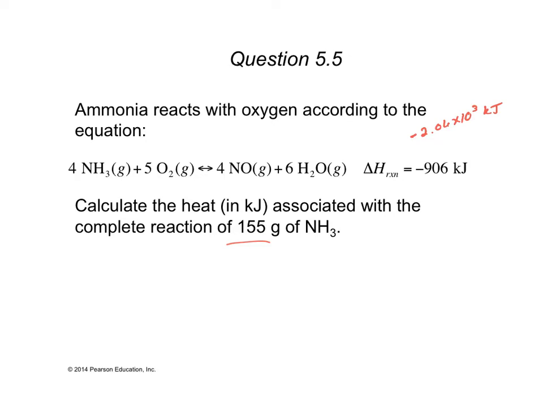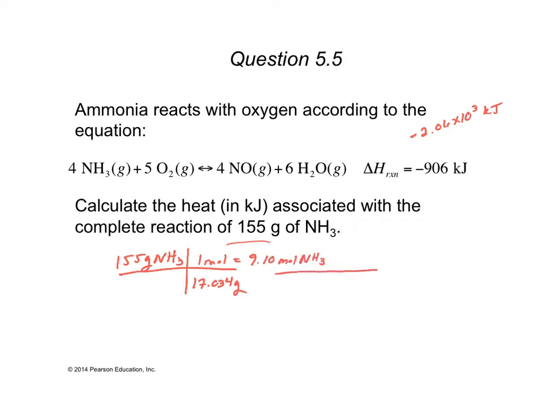What was my first step in doing this? You had a mass of ammonia, NH3. And so my first step in answering this question was what? Conversion to moles, right? And I did that by dividing by the molar mass of ammonia, which was 17. That gave me the number of moles of ammonia, which was like 9.10.